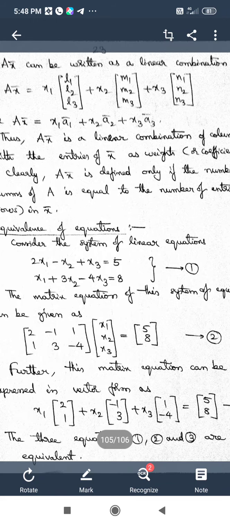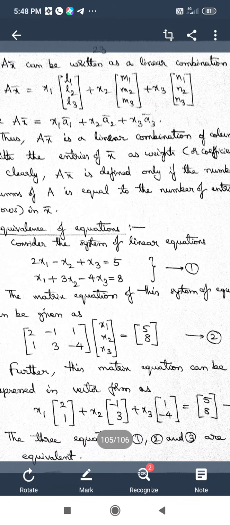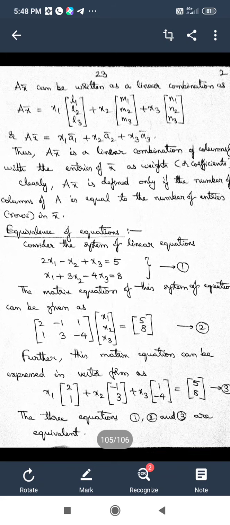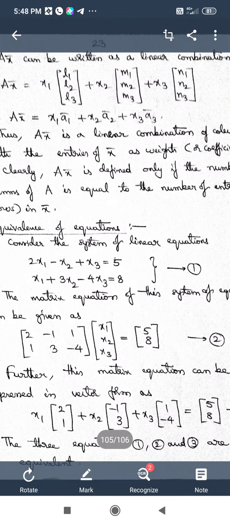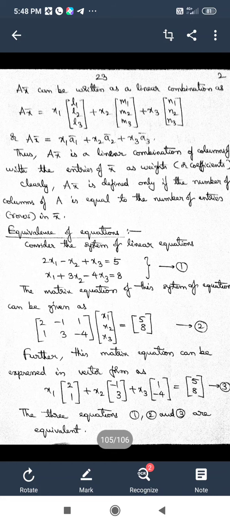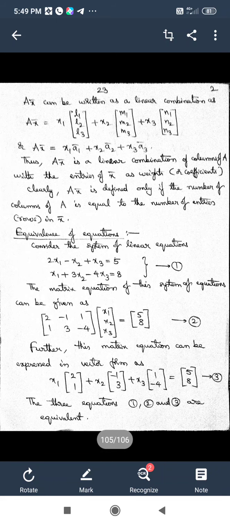So from here onwards, when we see the system of linear equations given like in equation 1, equation 2 or equation 3, we should understand that they are one and the same. The first one is called the system of linear equations in equations form, the second one is called the matrix equation Ax bar equals B bar, and the third one is called the linear combination matrix equation, given in equation number 3. So these 3 are one and the same, they are equivalent.